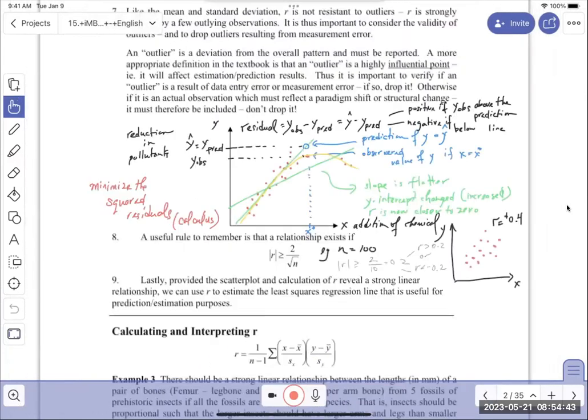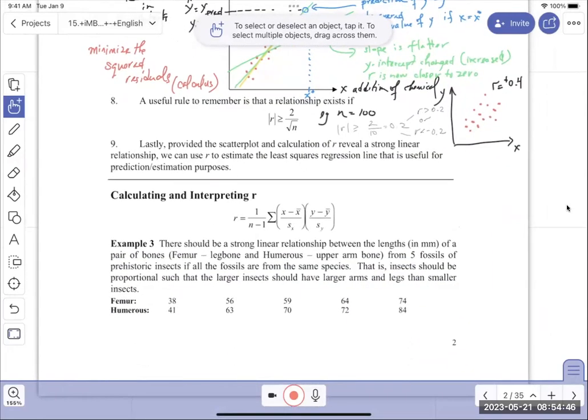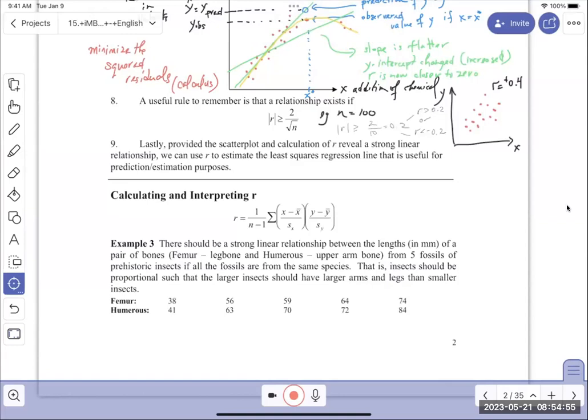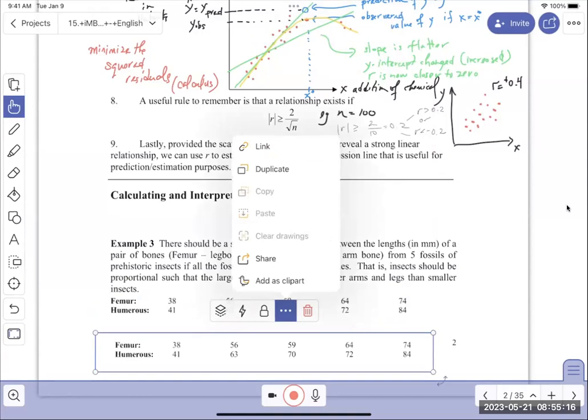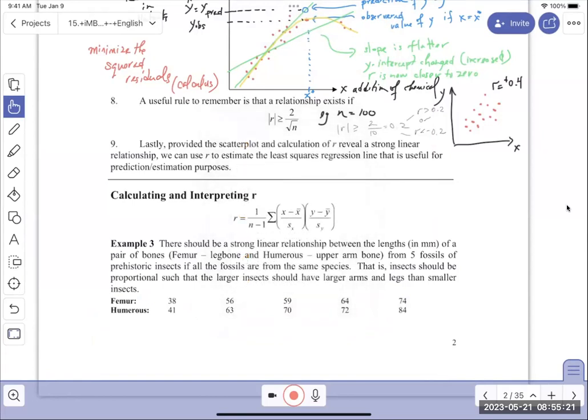Oh, let me get the data first. So here are data on insects, fossils of insects, and we have measured their leg bone and the arm bone, and arm bones are longer on an insect than the leg bones, right? So let's take this data with us, and what we're going to try and see is if there is a strong relationship between the measure of leg bone and arm bone in proportion, because that will say that these are likely from the same species of insect.